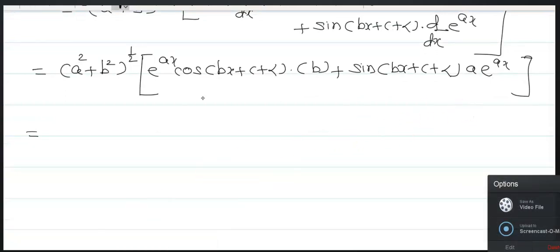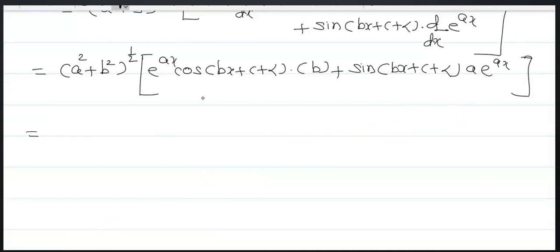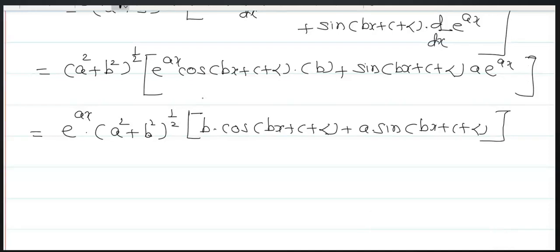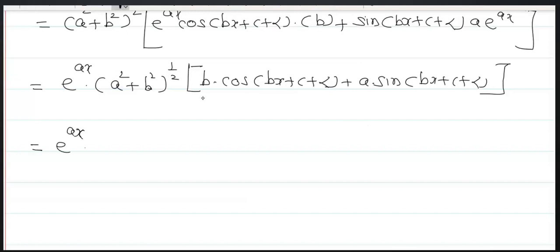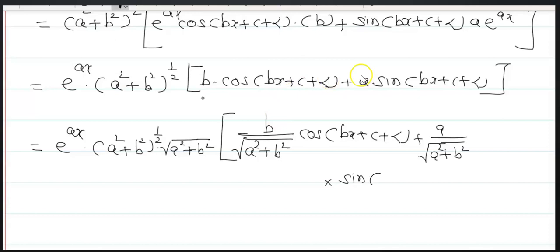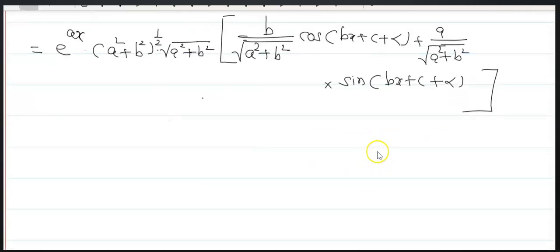Now overall we will take the common e raised to x. E raised to x in bracket a square plus b square raised to 1 upon 2, and in bracket you are getting b into cos of bx plus c plus alpha, plus a into sin of bx plus c plus alpha, bracket complete. E raised to x into a square plus b square raised to 1 upon 2. And again we multiply the numerator and the denominator by one more term, that is root of a square plus b square, and divide by this. And next time again you are getting another alpha. That will become alpha plus alpha, that is 2 alpha. And this is very interesting.